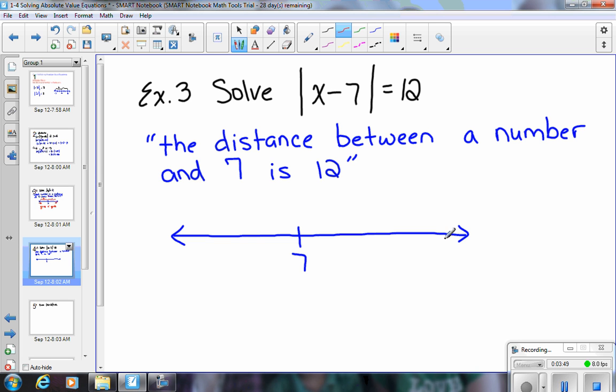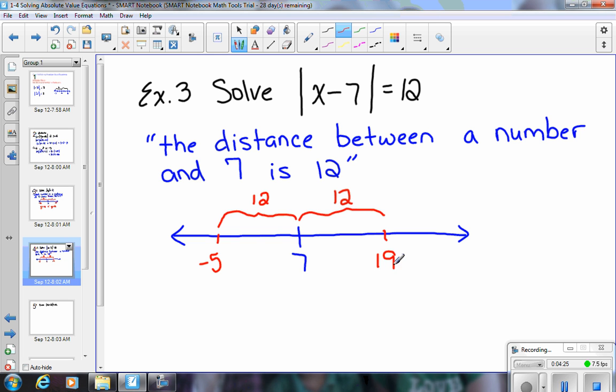Well, think of it this way. This is really saying the distance between some number and 7 is 12. So I need to be a distance of 12 from my number 7. So it could be a distance of 12 in this direction. And if the distance was 12, that puts me at 19. Or it could be a distance of 12 in this direction, which puts me at -5. So I get two answers.